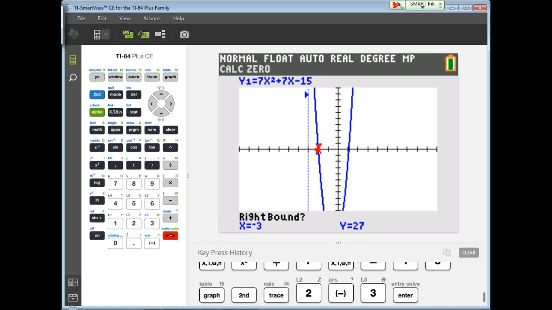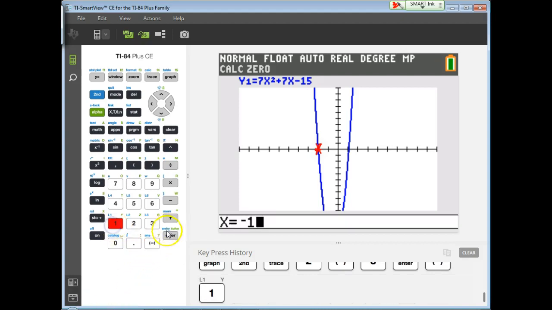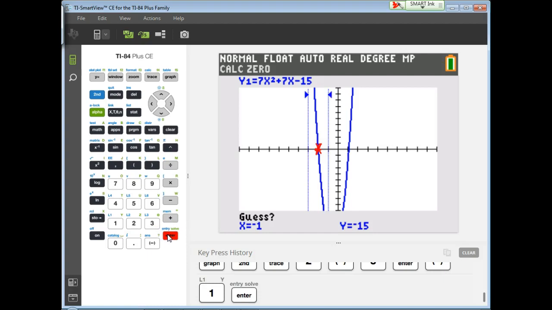And then it says right bound, so I have to go a little bit to the right of it. So I'm going to go to -1. And then, yes, it's in the middle of those two. So when I hit enter, it's going to do some calculus, and it's going to come out with -2.05. It is still rounded, but that's a pretty accurate x-intercept or solution to that quadratic.